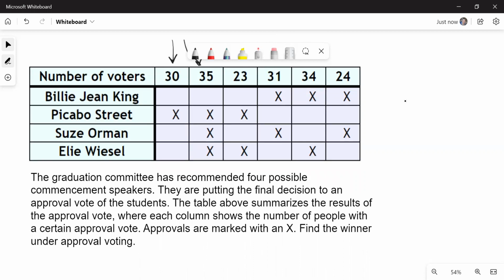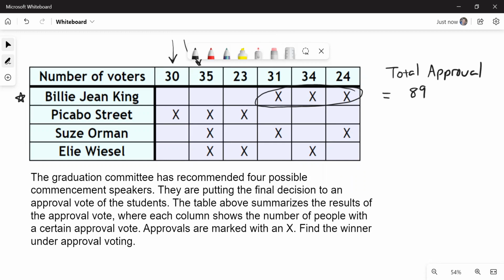So really what you're going to do is consider the total approval for each candidate. And that can just be done by adding up those numbers. If you have a calculator handy, you might follow along with this as well. Starting with the top one, Billie Jean King, you're going to add up Billie Jean's approval, and that's at the far right, the 3 X's. So you're just going to add up the 31 plus the 34 plus the 24, getting 89. So that would be a total of 89 approval votes.